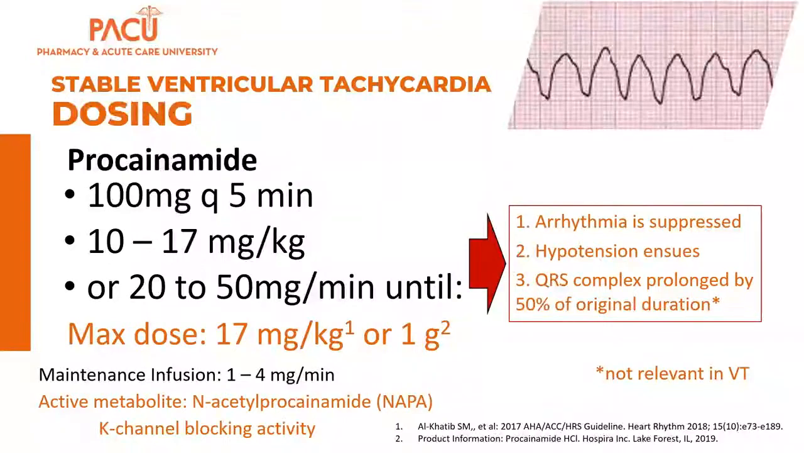However, FDA labeled dosing, you can give 100 milligrams push every 5 minutes. You can give 10 up to 17 mg per kg over 30 to 60 minutes. You can also give the 100 milligrams over 5 minutes, which would be 20 milligrams per minute, and you can also give it faster. Common trivia question on some board exams is a max dose of 17 mg per kg.